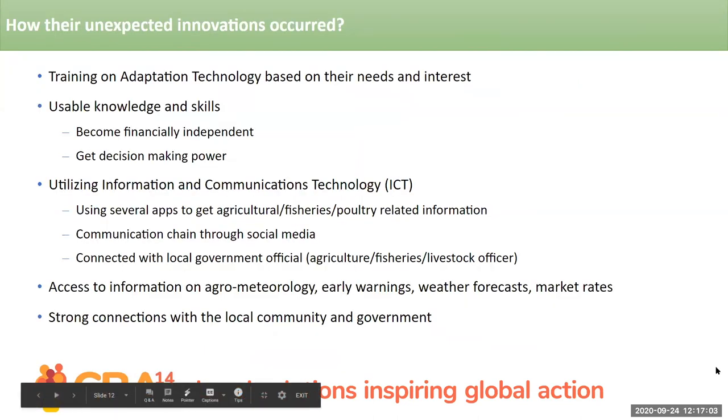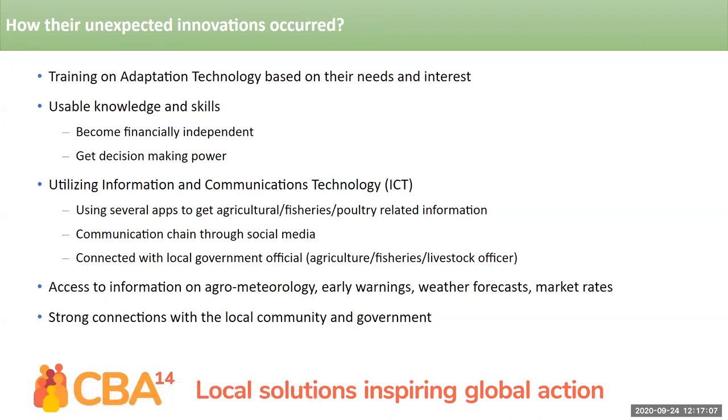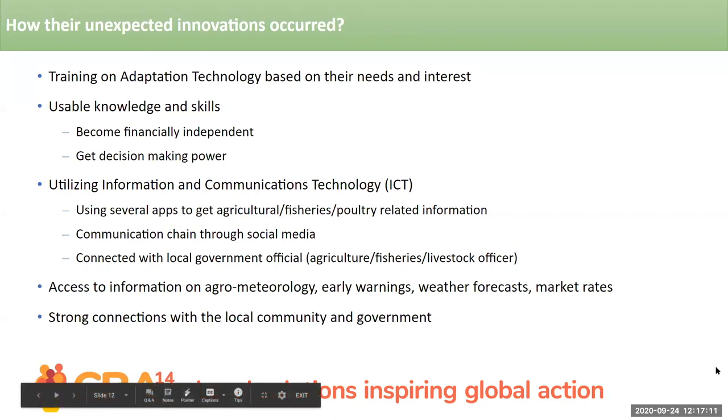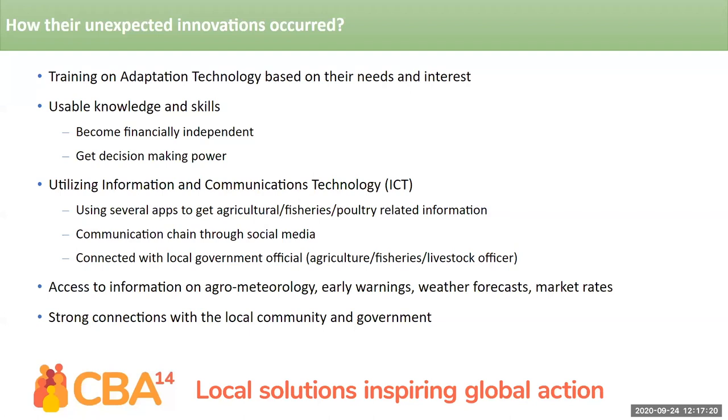Okay. So they got several adaptation related training based on their needs and gaps, which helps them to become financially independent and helps to gain decision-making power. They are using several agriculture related apps, for example, Krishoker Janala, which means window of agriculture. And they also got connected with local government officials to get relevant information. They have also access to information on agrometeorology, early warning, weather forecast, and market rates. They are also maintaining a communication chain through social media like Facebook, where they discuss about different challenges and solutions. They have also strong connections with their neighbors and local government. And all of these interventions helped them to come up with these unexpected innovations.